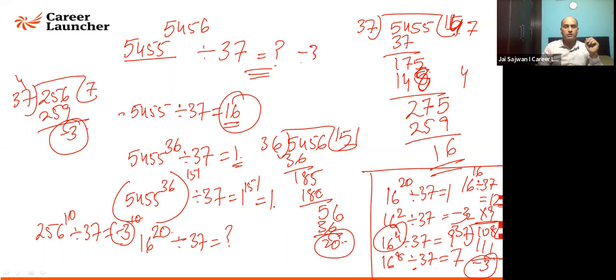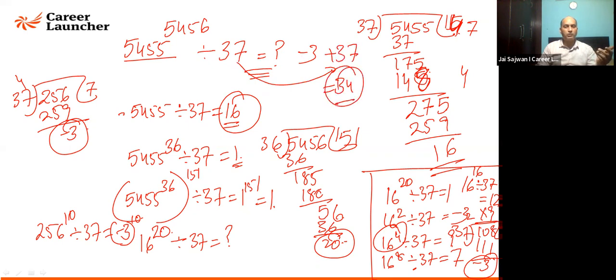So what is your answer? Your answer comes out to be minus 3 here. As we all know, remainder cannot be negative. I am sure all of you understand this. So when you are getting a negative remainder, what is to be done? I'll add a divisor to it. And the remainder comes out to be 34 here. This is your answer. Is it fine?